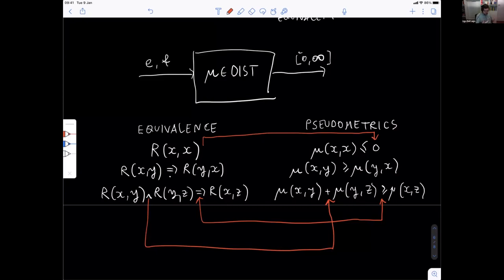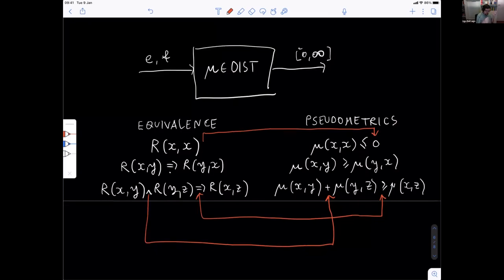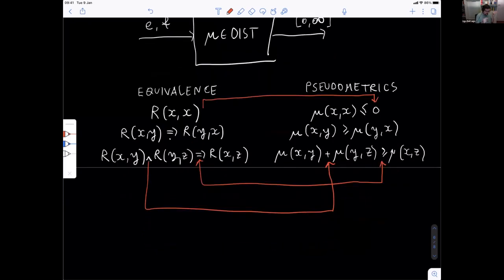So pseudometrics are exactly what we would like to use as a replacement for equivalences. In particular, you want that if a certain program X is at a certain distance from Y, and then from Y you can go to another point Z, well, this is not worse than going directly from X to Z. The same thing about symmetry.